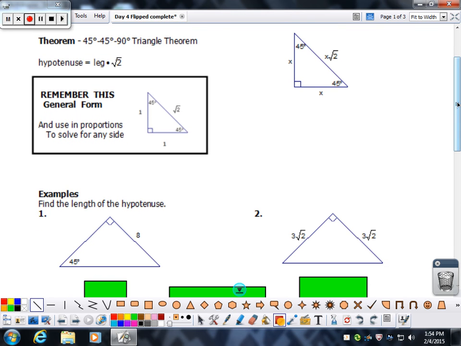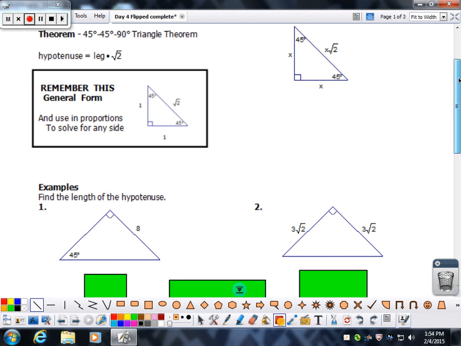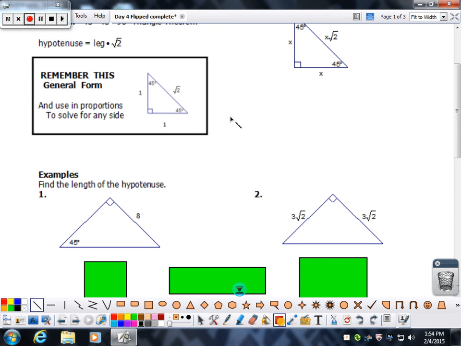The first one we're going to learn is 45-45-90 degree triangles. In order to find the hypotenuse, you multiply the leg times the square root of 2. To solve for these, we're going to set up proportions and cross multiply and solve. So it's important to remember this box. The legs are each represented with 1, and the hypotenuse is the square root of 2.